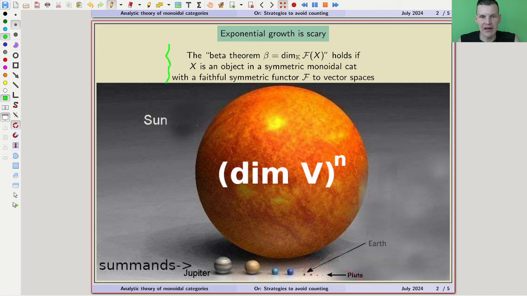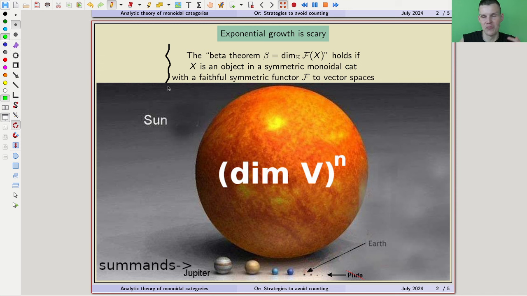But anyway, otherwise, up to the minimal assumption, the beta theorem is actually still true. So that's kind of surprising, right? Essentially, as soon as you have a functor to vector spaces, your decomposition problem, the overall growth rate is given by the dimension of your space, for any symmetric monoidal category with a symmetric functor to vector space.